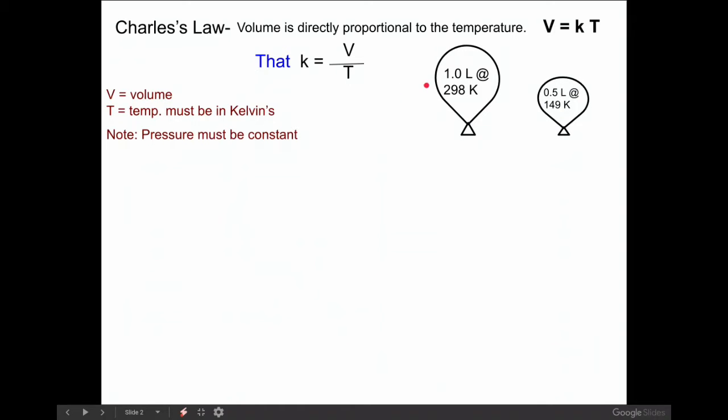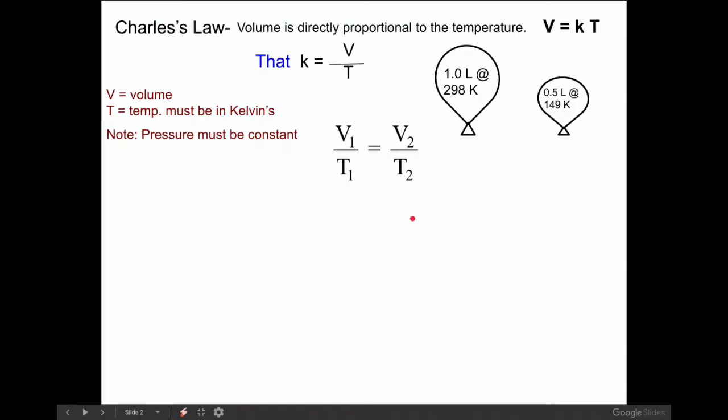If I have this two-balloon condition here, where it's the same balloon, this 1 liter balloon at 298 Kelvin is cooled down, either in a freezer or with ice, to 0.5 liters at 149 Kelvin. The ratio 0.5 over 149 is equal to the ratio 1 over 298. The two have the same ratio. What Charles discovered is that the condition of the first, V1, T1, is equal to the condition of the second setup for the same balloon, same number of moles. We never change the moles.